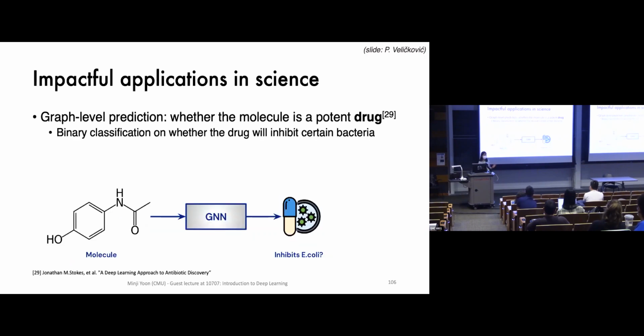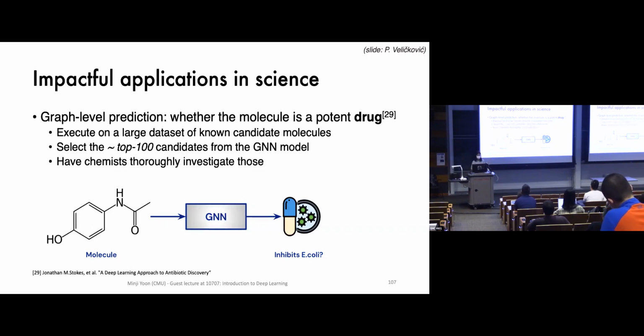And we're going to design a graph-level prediction on a set of molecules, a set of graphs, where for each molecule we compute a graph representation. And using that graph representation, we run a binary classification on whether this molecule is helpful to prevent a certain disease or not. So that's how they can find a potent drug. Given a molecule, first compute the node embedding for each atom, summarize them into one graph representation, and using that representation, predict the property of the molecule. So they learn on a large data set of known candidate molecules, and they pick the top 100 candidates, which are highly likely to be a drug.